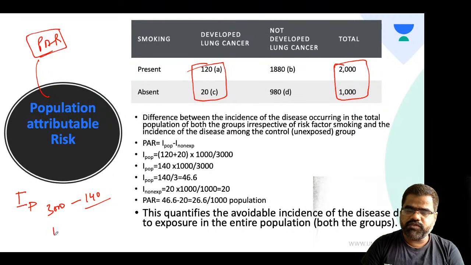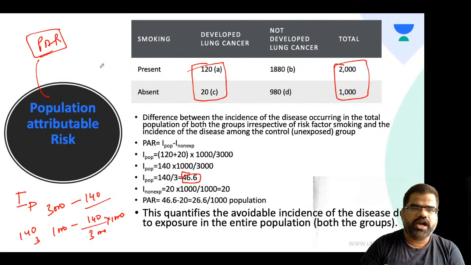So how many people will develop lung cancer in 1000? So that is the way we calculate incidence. 140 by 3000 into 1000. So it becomes 140 by 3. So it is around 46.6. So you have your incidence in population as 46.6 per 1000 population, right? This is your incidence in the entire population.